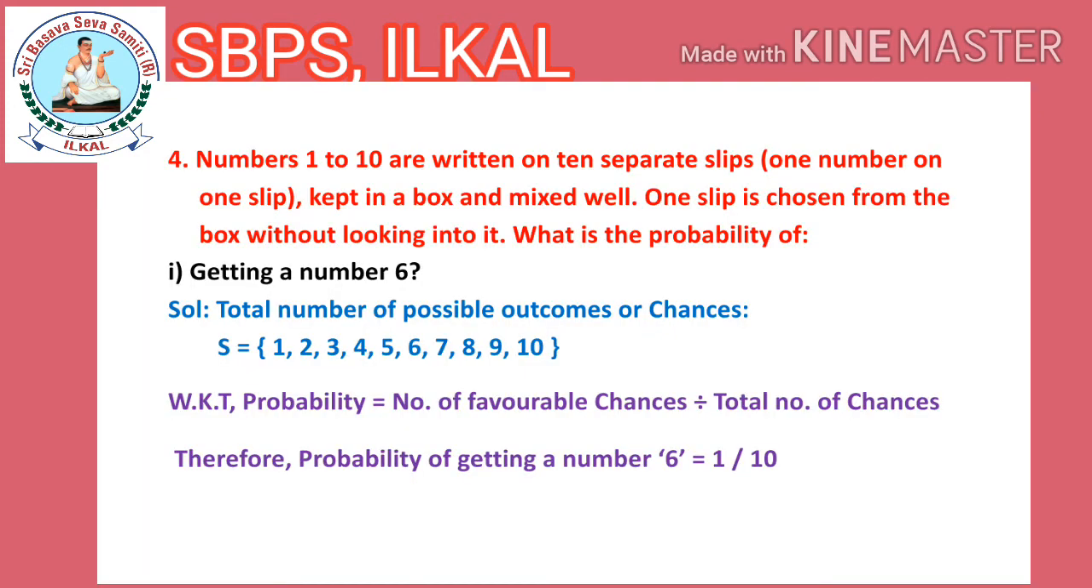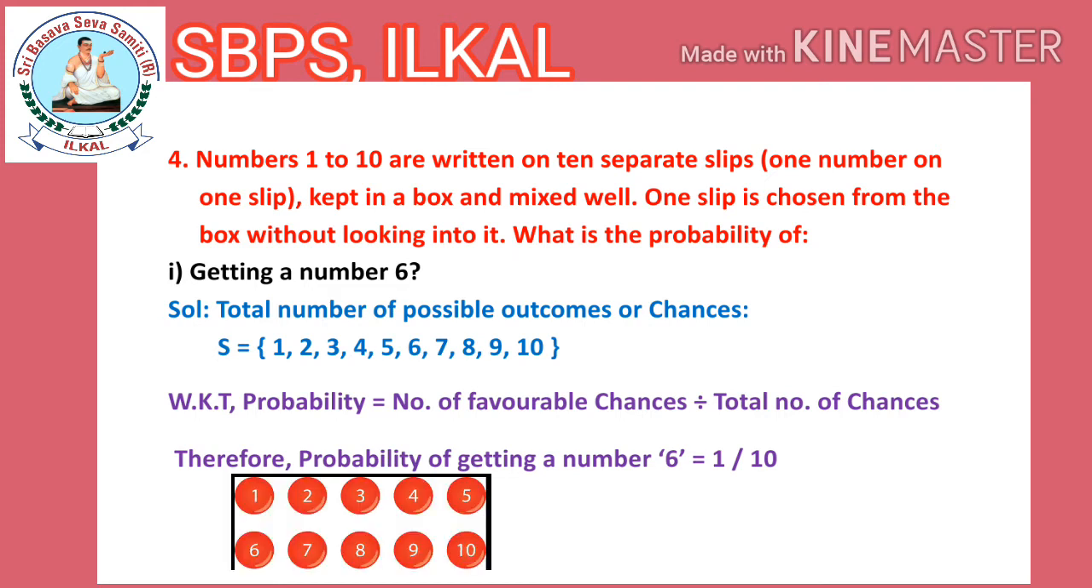Fourth question. Numbers 1 to 10 are written on 10 separate slips. One number on one slip. Kept in a box and mixed well. One slip is chosen from the box without looking into it. What is the probability of getting a number 6?